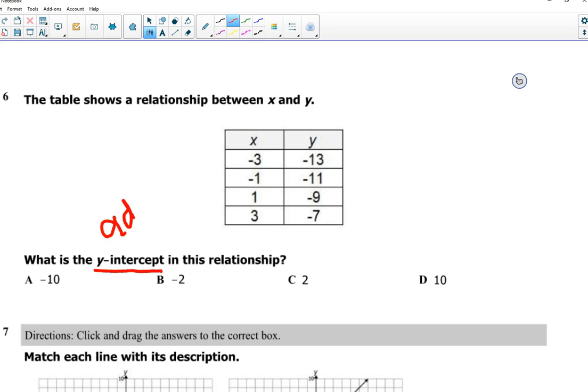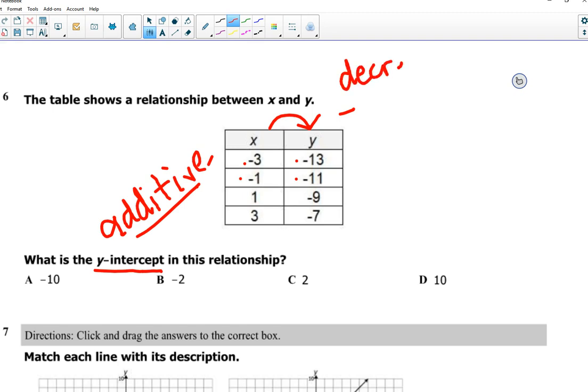All right, number 6 is asking for y-intercept. Y-intercept is the additive relationship. It's the starting point of the graph. So you're looking for what's being added to x to get y. What do you notice about the numbers from -3 to -13, -1 to -11? Are they going up or are they going down? From -3 to -13, the numbers are decreasing. They're going down. So that means we're subtracting or adding a negative.